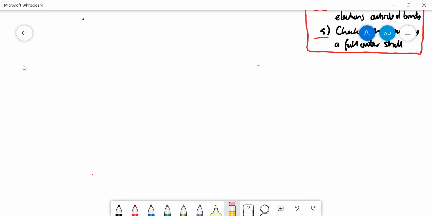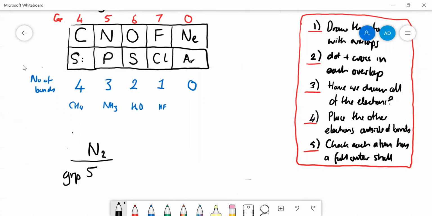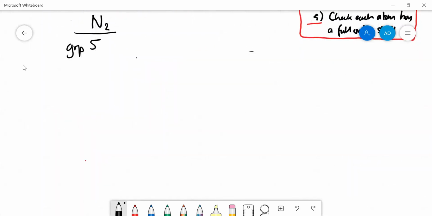So nitrogen is N2. Nitrogen is in group 5. So before we do our 5 steps here, let's think nitrogen. Well, it likes to form how many bonds? It likes to form 3. Okay. So if I did this, that would clearly not work because each nitrogen is only forming 1. So what can we do?